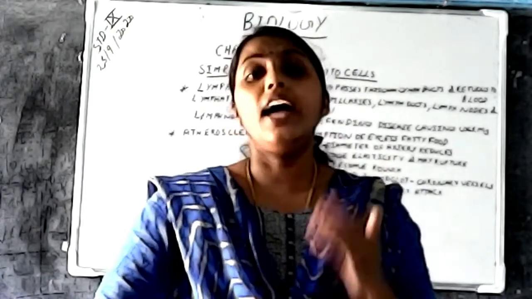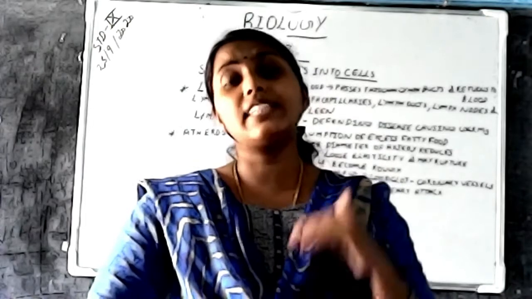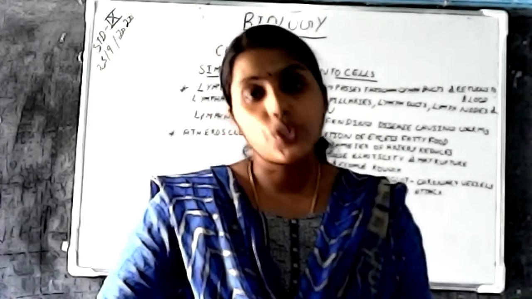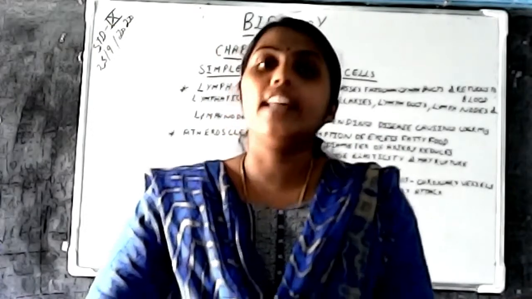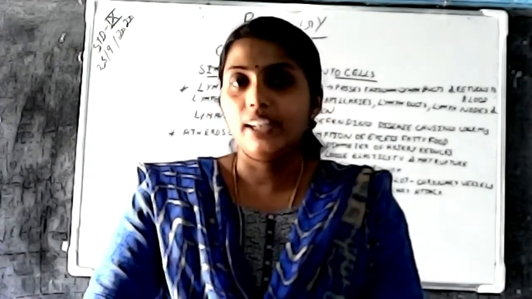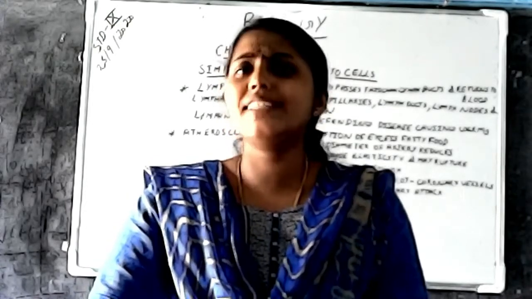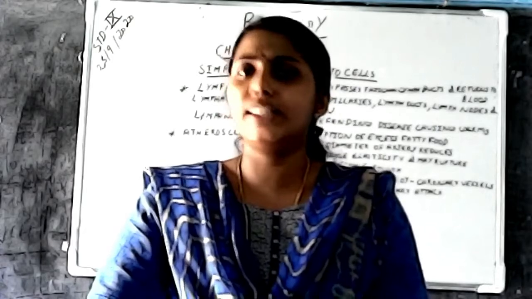Is it clear for you? So this tissue fluid is then absorbed by the blood and the lymph duct. When this tissue fluid reaches the lymph duct, it is called lymph. Is it clear for you? So lymph is formed from the blood, and it is again reaching the blood itself.